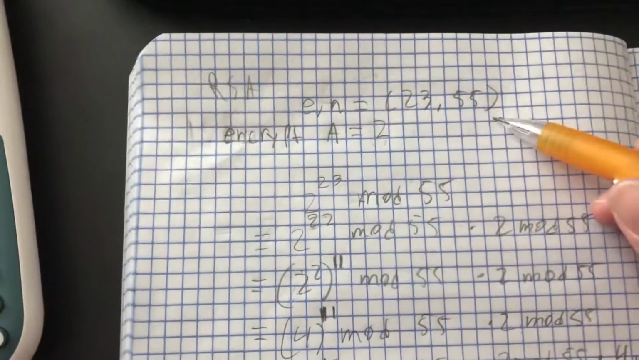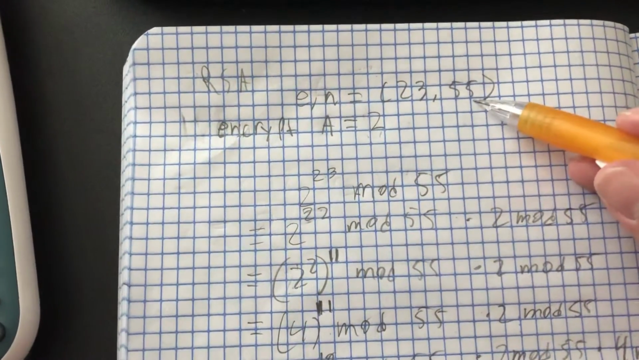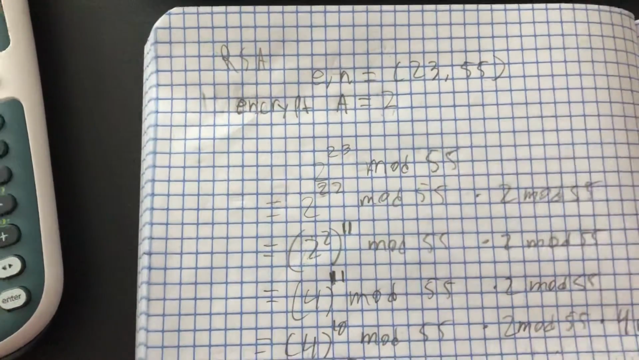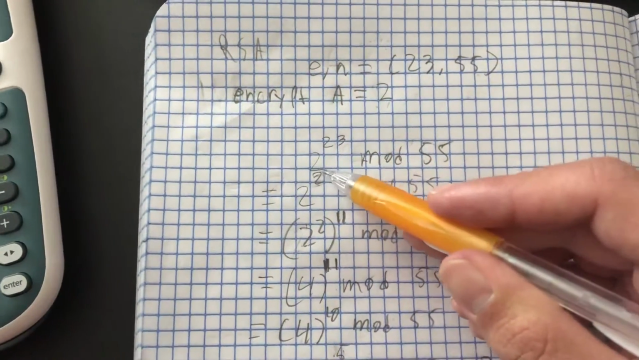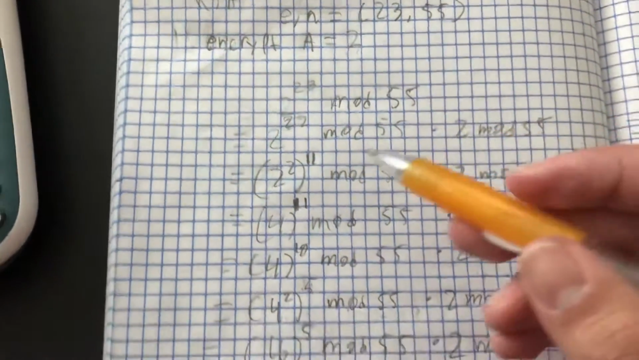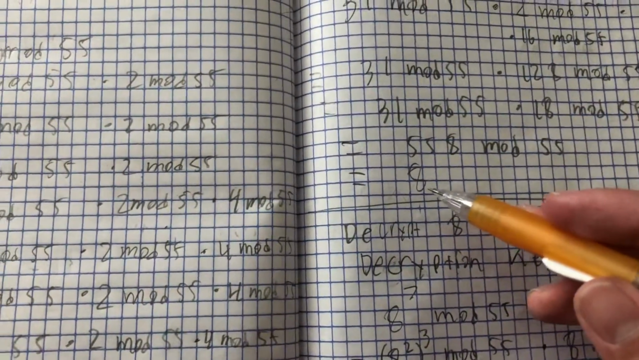So let's say that our encryption key is 25 and 55. And we want to encrypt A, which is equal to 2. So the way we do that is we do 2 to the 23rd power mod 55. And how we do that is we basically use a modulus property so that we can simplify it all the way up till it gets to 8.